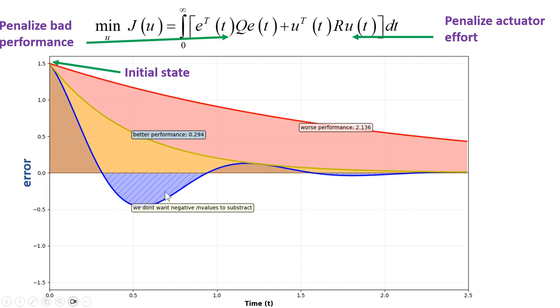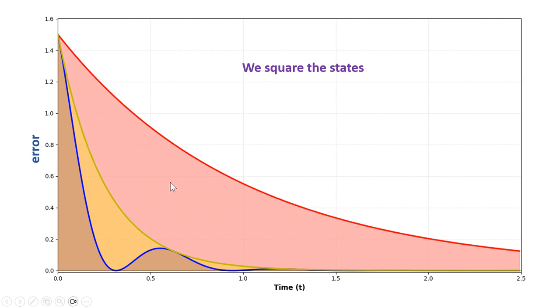We don't want negative values to cancel out positive ones, so we square the errors using the quadratic form e transpose of t times Q times e of t. This ensures the cost is always positive. Squaring also means larger errors are punished much more than smaller ones. This quadratic shape is very important.